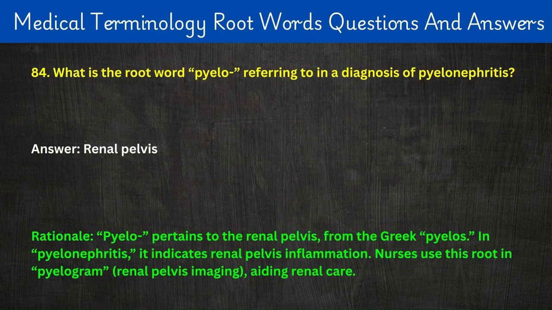84. What is the root word pyelo referring to in a diagnosis of pyelonephritis? Answer: renal pelvis. Rationale: Pyelo pertains to the renal pelvis, from the Greek pyelos. In pyelonephritis, it indicates renal pelvis inflammation. Nurses use this root in pyelogram, renal pelvis imaging, aiding renal care.